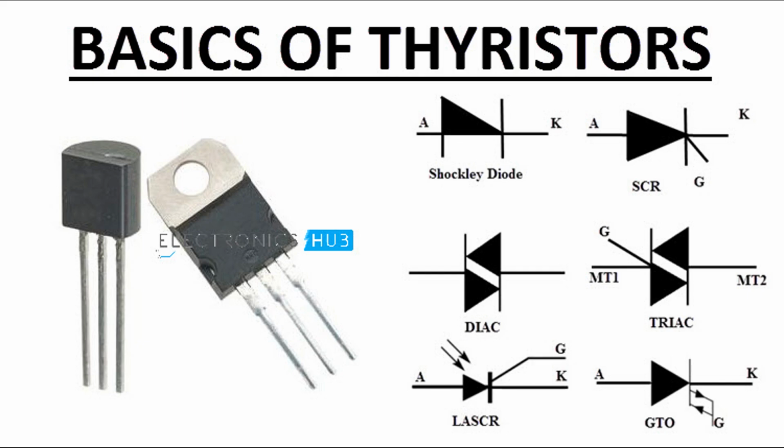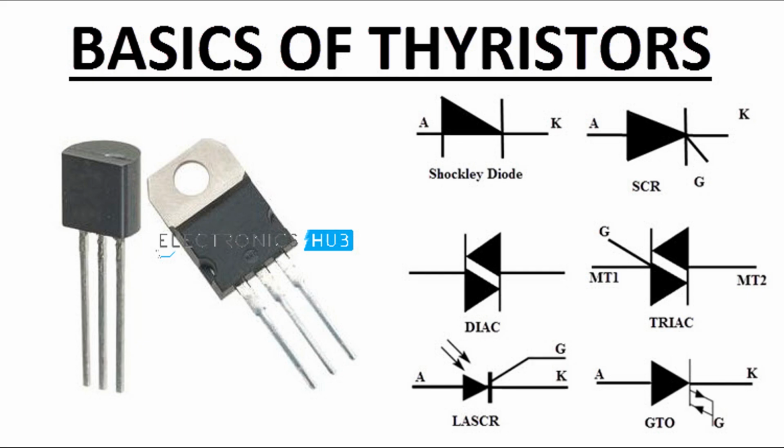Structure and operation. Structure. Layers. The MCT has a four-layer PNPN structure like a traditional thyristor, but it also incorporates MOSFET structures for enhanced control. Terminals. It has three main terminals. Anode, A, connected to the outer P-type layer. Cathode, K, connected to the outer N-type layer. Gate, G, connected to the MOSFET gate structure.